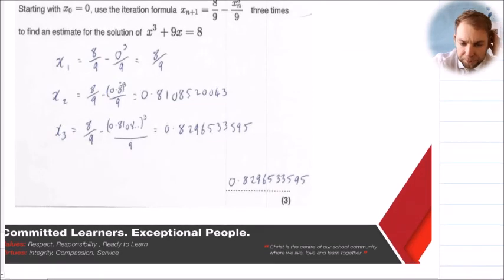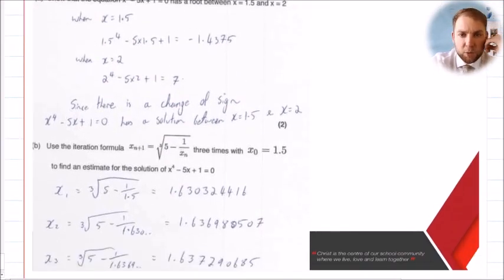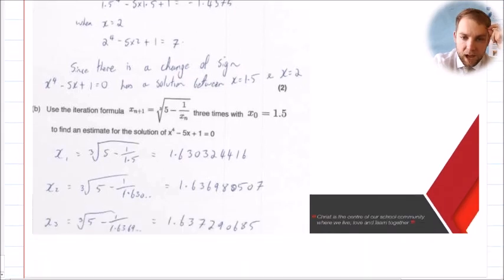So here's your next one. So it's looking for an estimate here. 3 times it says, so you've got to do it 3 times. So it's looking for x3, which in this case is 0.82965333595. The next one here is it says show that there's a value between this and this. Now if I sub those values in, you should get a sign change. That's the point. Sub 1.5 into here, and sub 2 into here, and you will get that sign change. And the sign change shows there's a solution in between it. And then if I want to use iteration 3 times, I'm subbing in 1.5 into this formula here, 3 times to get this.